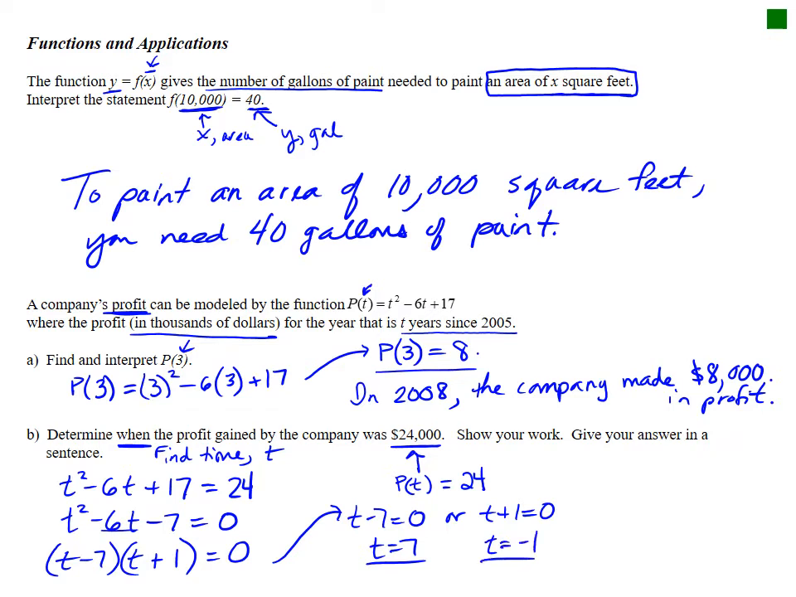Now, both of these are true solutions for the equation, but in this scenario, we're talking about years since 2005. We're talking about going forward in time, not backward in time. So we do not consider negative time. We don't consider going backward in time, only going forward in time. So 7 years after 2005, we'd be in 2012. The company earned $24,000 in profit.